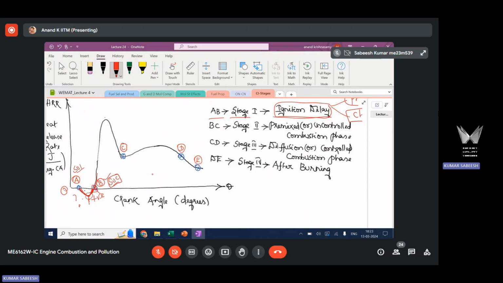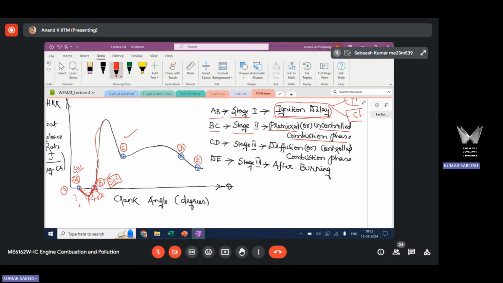The second stage, indicated here as BC, is referred to as the premixed stage or uncontrolled combustion phase. This is also called the rapid combustion phase in a CI engine. That is from B to C. This is a rapid combustion phase.